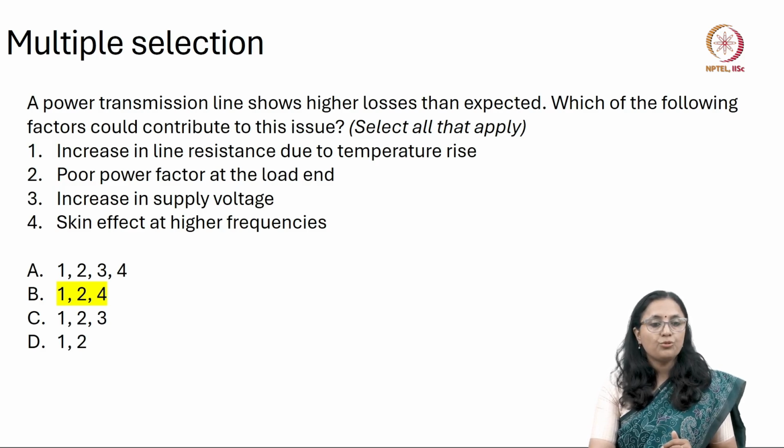And if we see the fourth one, skin effect at higher frequencies, what are we trying to say? That the effective cross-sectional area is reduced, and therefore the effective resistance increases, and if we again substitute it in the formula of I square R, the losses will increase.